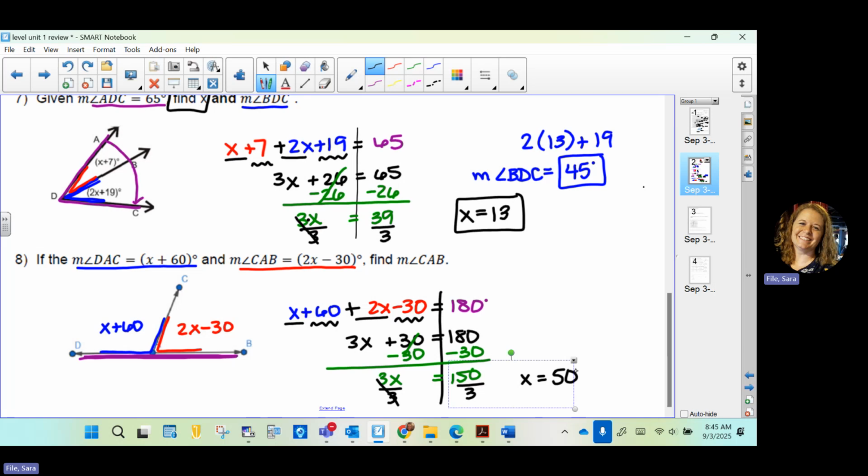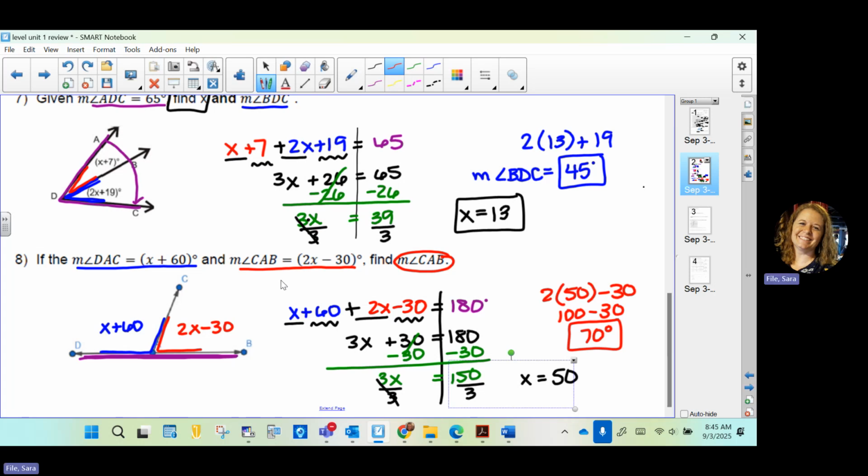Now this time it didn't ask me to solve for x, did it? It only asked me to find the measure of CAB, which is the red one, right? So I'm going to take that 50 and plug it in for x in the red angle. So that's 70 degrees. Now, had they asked for the other one, what would the other one be? Because I know they have to add to 180 together. Yeah, if this is 70, that has to be 110. Okay, so you could have answered that as well.